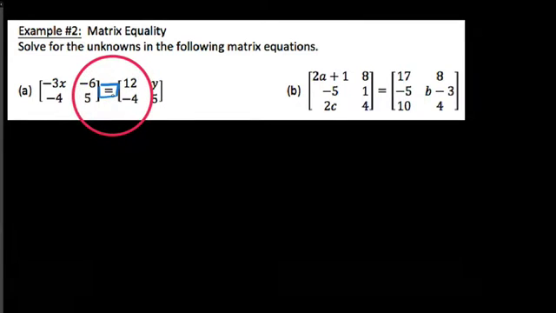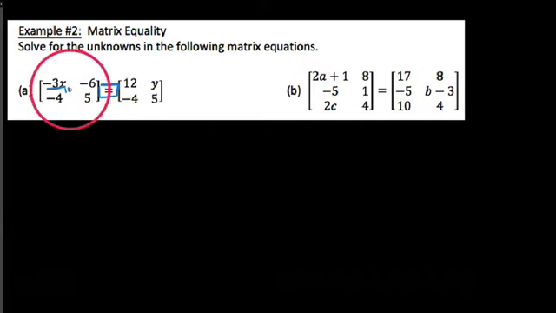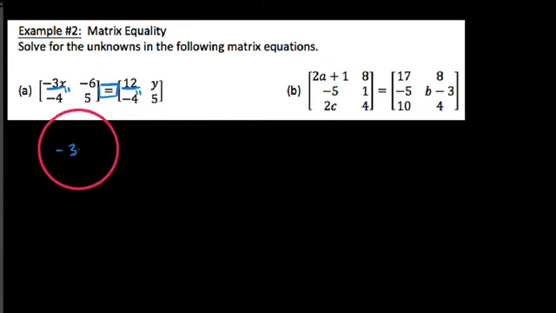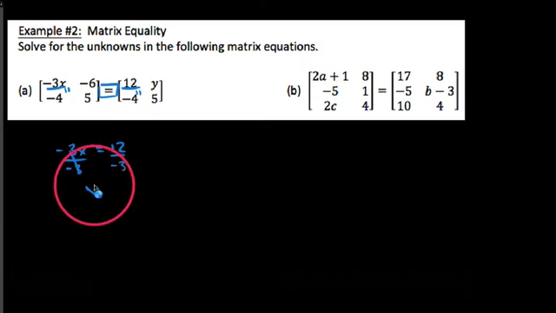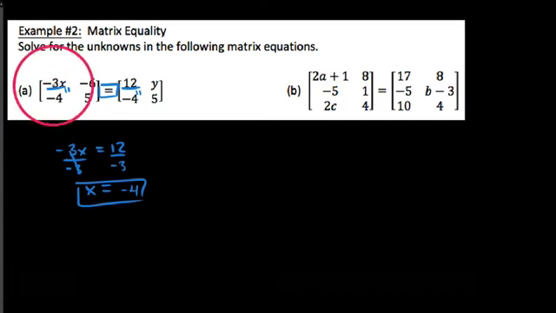So for instance here, I could say, this negative 3x here, look where it's at. It's in the first row, first column. Well, the first row, first column entry over here is 12. So I'm just going to say negative 3x and 12, if these matrices are equal, those have to be equal. And just like we normally would with an algebraic equation, we can go ahead and solve this. But we could see that easily, if I plug a negative 4 back in right here for x, I get negative 3 times negative 4 is 12. Well, that's what this is over here.